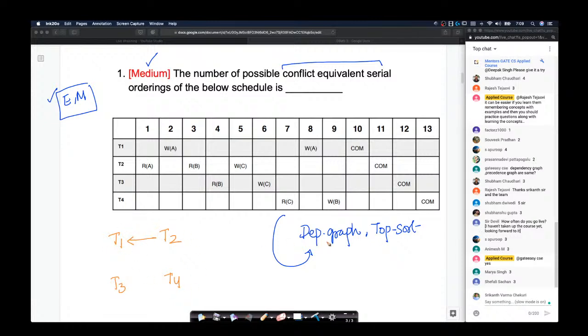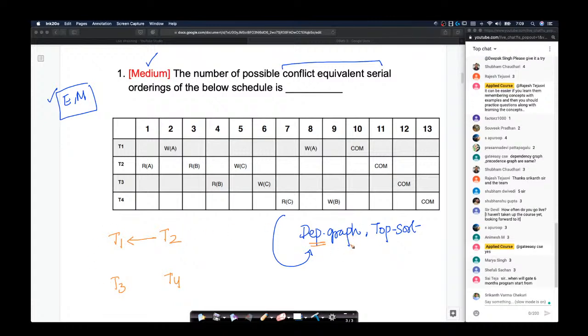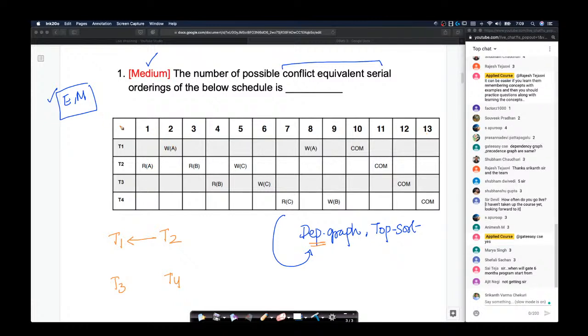Again, I hope you understand how to draw the dependency graph. I will not be able to explain it in a problem solving session. I'm assuming that you know that. Because of this read followed by write, given these timestamps, you get this edge. Then T2 also has an edge to T3, because there is this write on C. T2 is writing, then T3 is writing. Because of this, you get this edge.